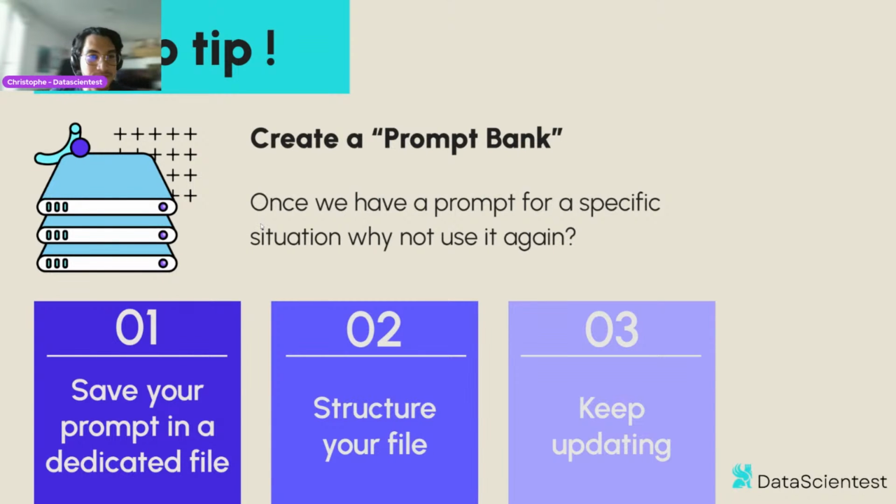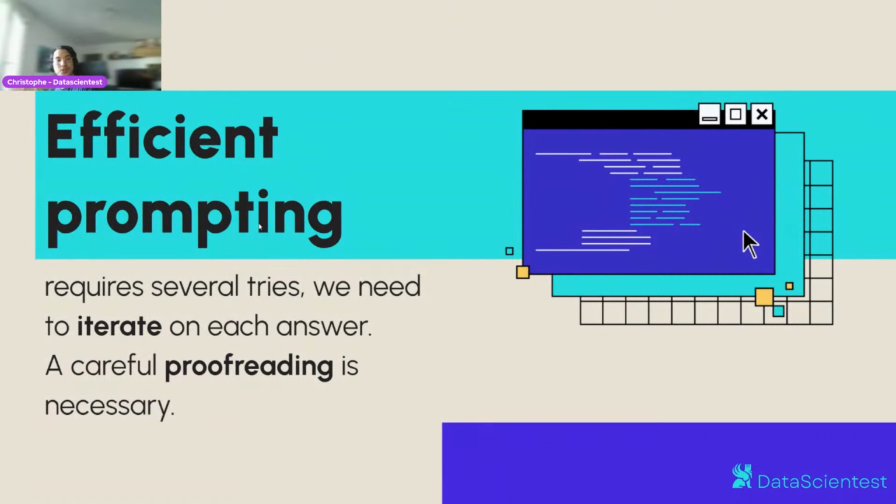So moving on, what you need to remember about efficient prompting, and this is a core thing, is that it requires several tries. It's an iteration process. So you need to do it several times before getting the right answer. And there is nothing bad in it. It's not you being bad or whatever. It's you being thorough and wanting a qualitative result.